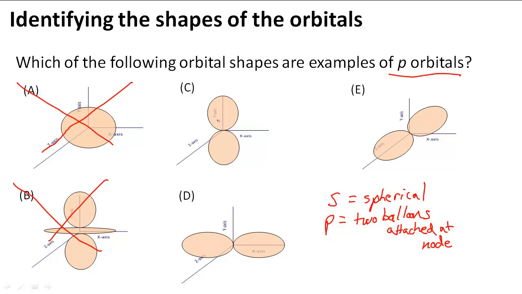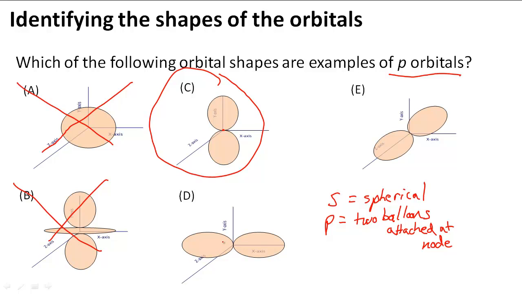But C looks very promising here because it has two of those balloons attached at a certain point, that node right there, and it is in one of the orientations, so we're talking about the y-axis. So let's say the electron could be floating around anywhere in here, most likely. We don't know exactly where it would be, but when we say p orbital, we would mean this. So C definitely counts as one of my answers.